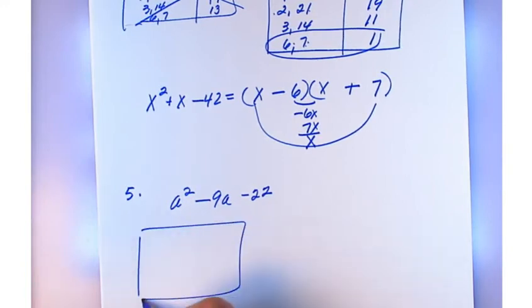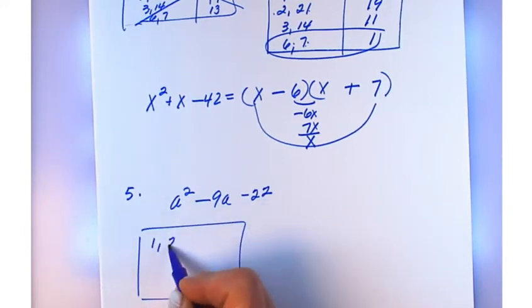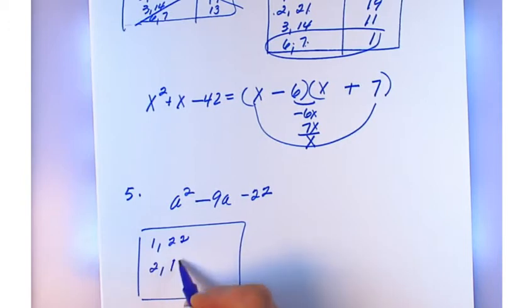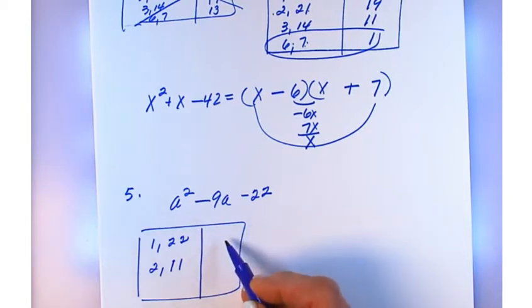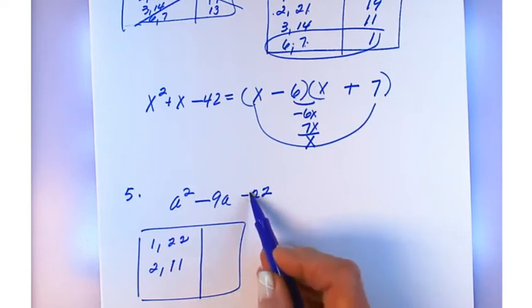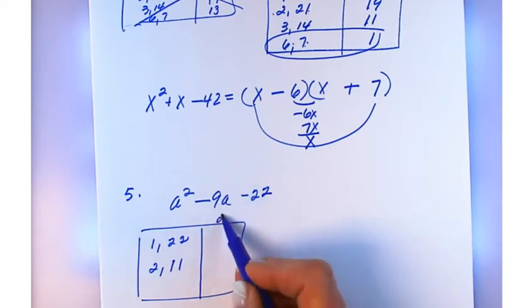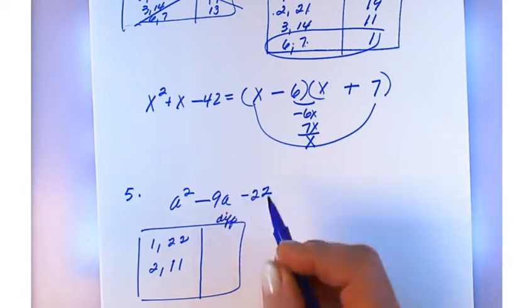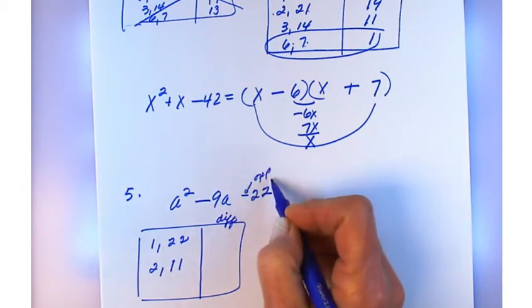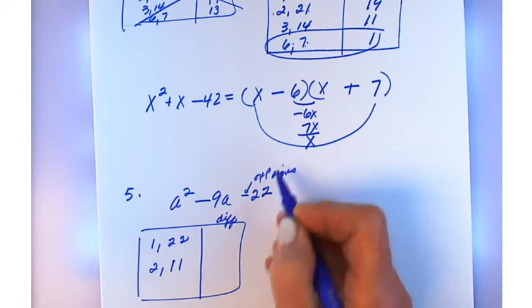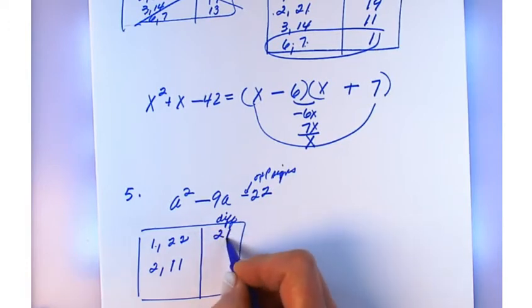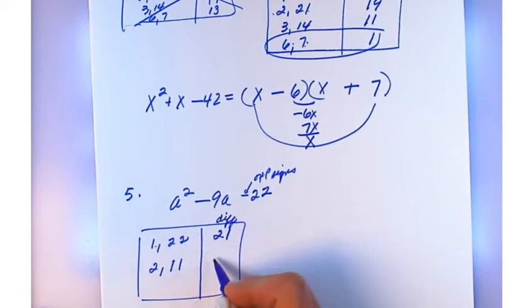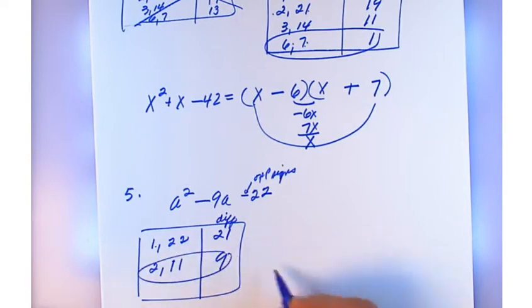So let's look. 22 is 1 and 22, 2 and 11. Nothing else goes into that. So over here, do I want a sum? Well, this is not positive, so I need a difference. This tells me opposite signs. Opposite signs is a difference. 22 minus 1 is 21. 11 minus 2 is 9. This is what I need.